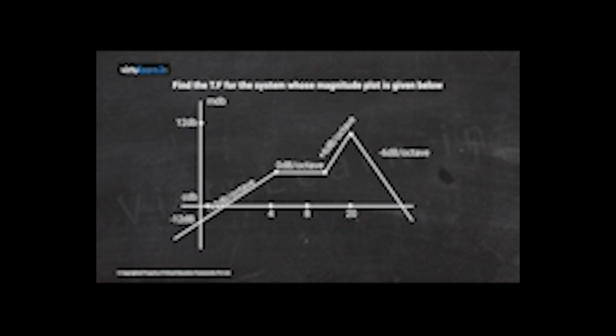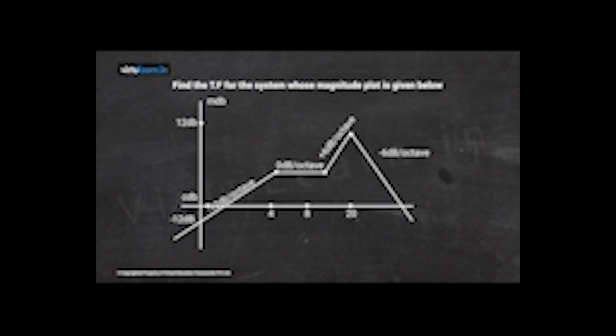Look at this problem. The problem statement goes like this: obtain the transfer function of the system whose magnitude plot is shown below. So this is the magnitude plot, and for this magnitude plot we need to find the transfer function. As I said, in a Bode diagram we have both magnitude and phase plots, but the magnitude plot is enough to find the transfer function. We follow the steps and find the transfer function very easily.